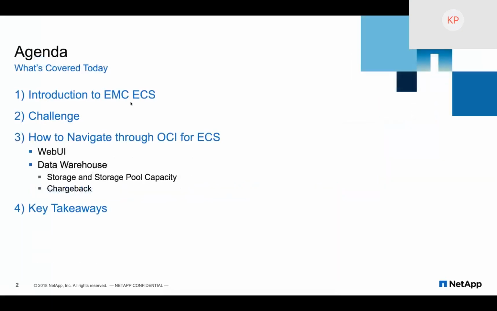So this is going to be a pretty quick agenda. Most of the data you're going to find is inside the data warehouse, but I'll quickly talk about what EMC ECS is, how it's being presented inside OCI, and how that creates somewhat of a challenge based on what you may or may not be familiar with. Then how to navigate through the different UIs, whether it's the web UI or the data warehouse. Again, most of the information will be inside the data warehouse, so I'll be talking about some of the data marts where you can find the data for ECS.